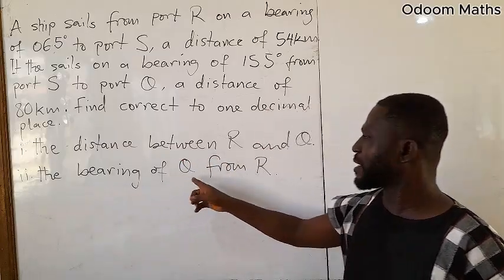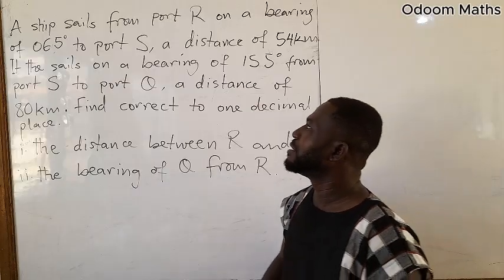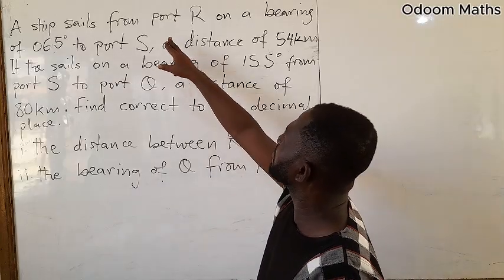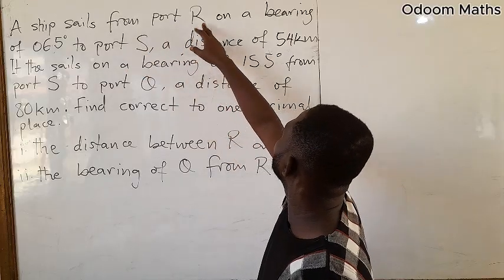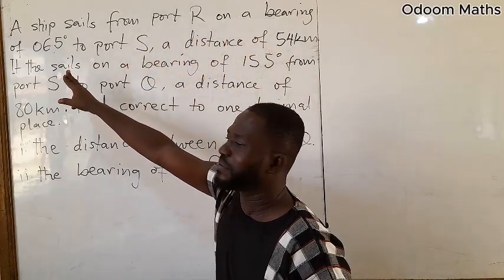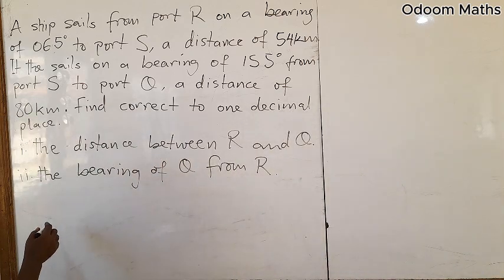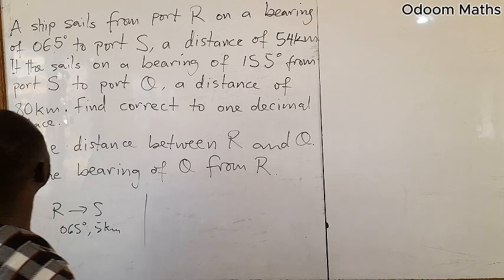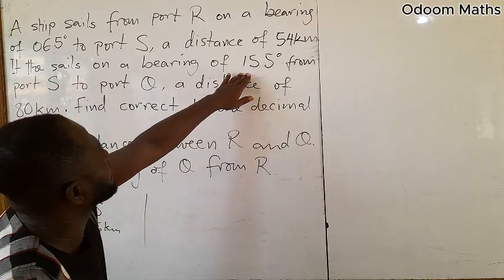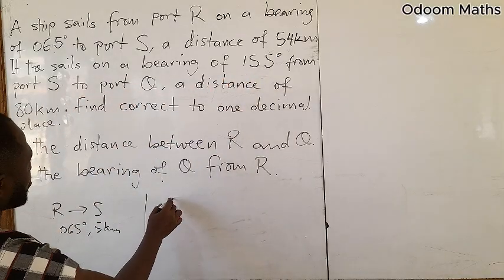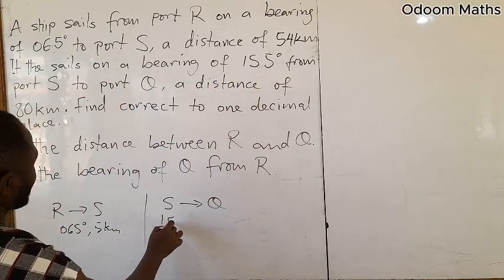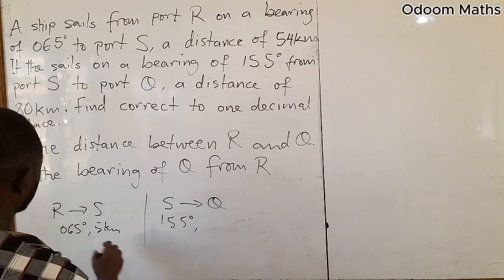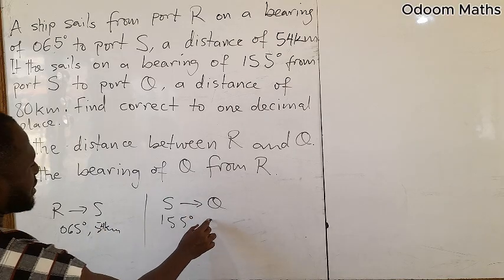The bearing of Q from R. So let's keep notes of these. Now, from Port R to Port S, 65. So let me write those things here. So R to S, 65 degrees, then 54 kilometers. Then again, it then sails on a bearing of 155 from S to Q. So S to Q is also 155 degrees, then 80 kilometers.